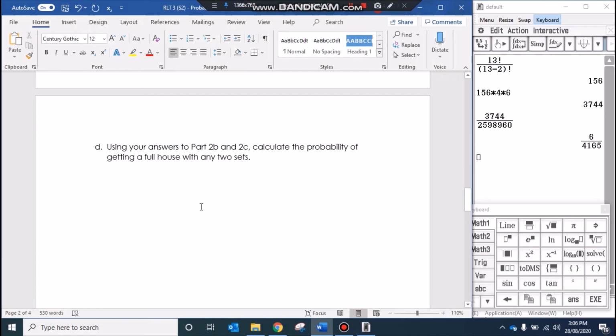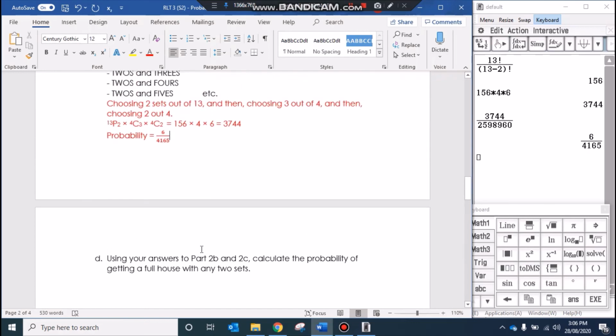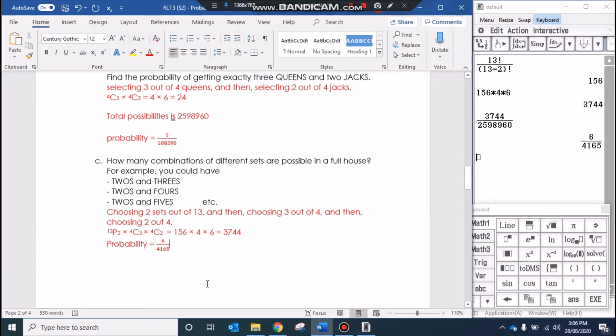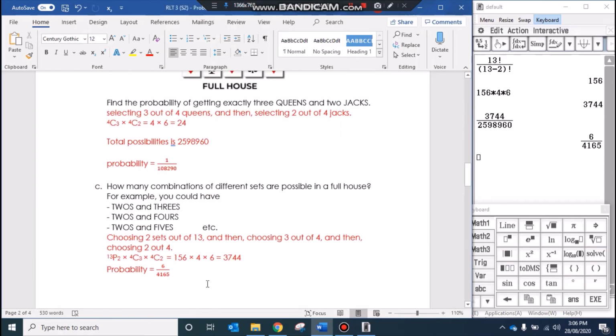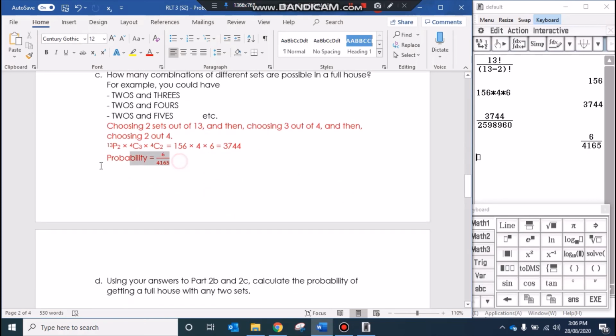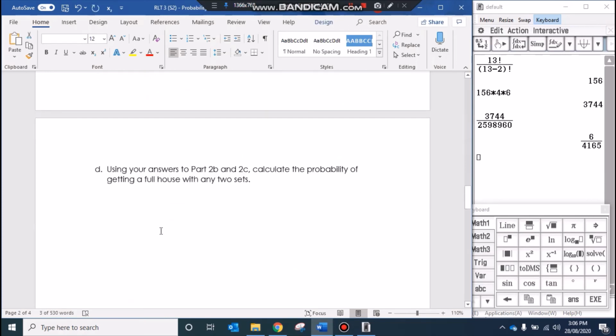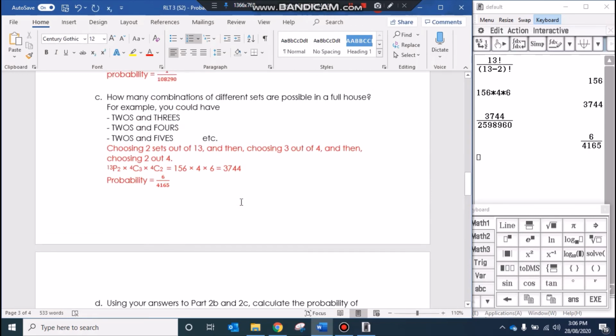Question D. Using your answers to part 2B and 2C, calculate the probability of getting a full house with any 2 sets. Oh, I think I've sort of skipped ahead here. I've already done that. I've worked ahead of what I needed to do.